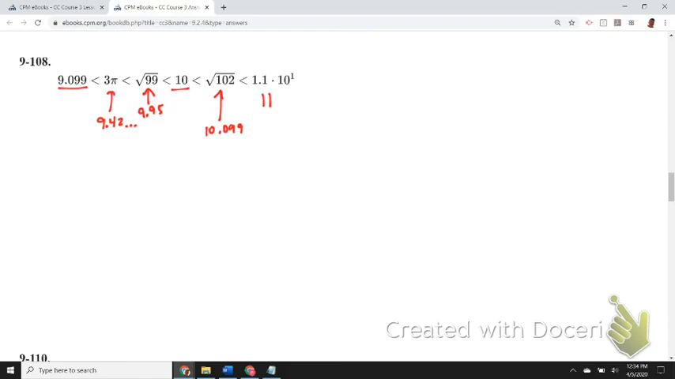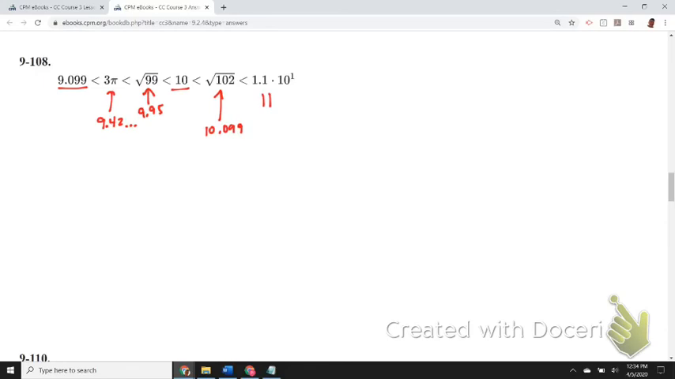All right, and here's our answer. Least to greatest is going to be 9.099, which is already in decimal form. Then we've got 3 pi, which is really 9.42 and goes on forever. Square root of 99, estimated it to be about 9.95. Then it's 10, it's just 10, it's a whole number. And then the next one would be the square root of 102, because the square root of 100 is 10, so the square root of 102 has to be bigger than 10, it's 10.099. And then we have 1.1 times 10 to the first, which is just 11.